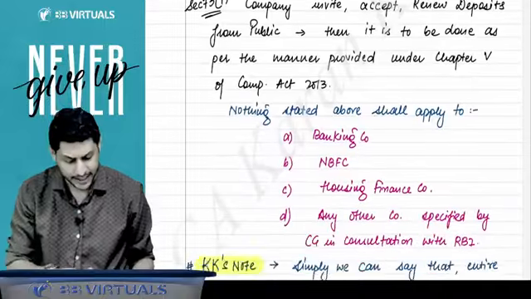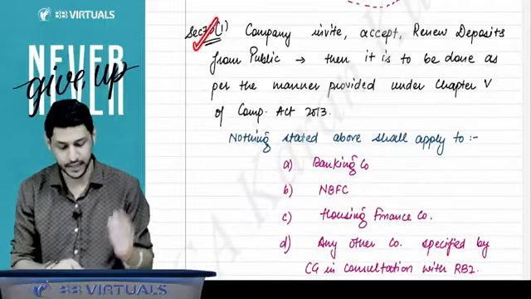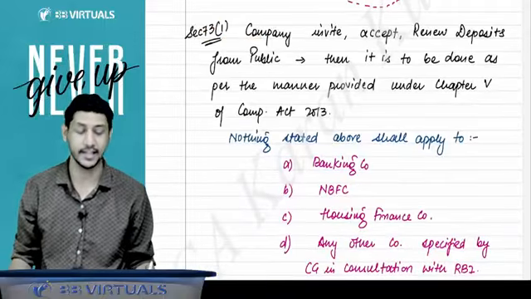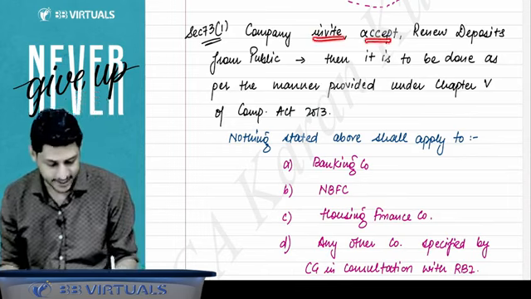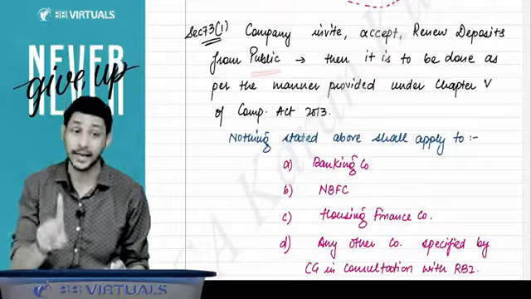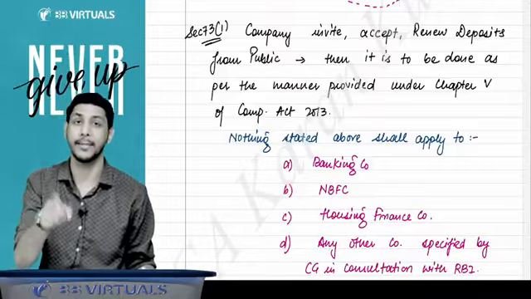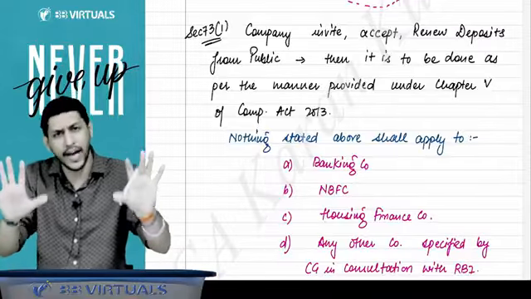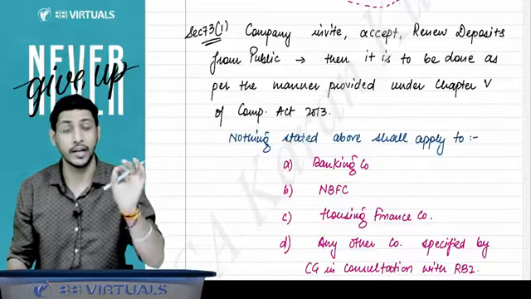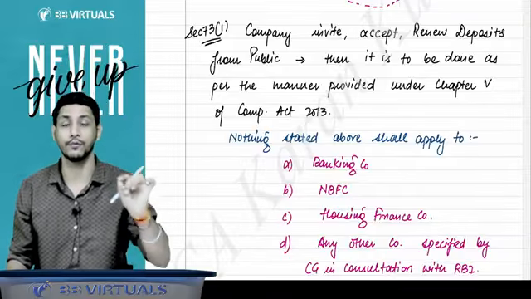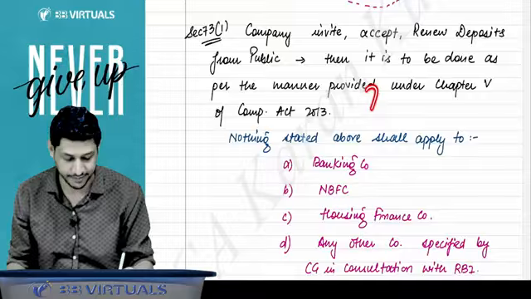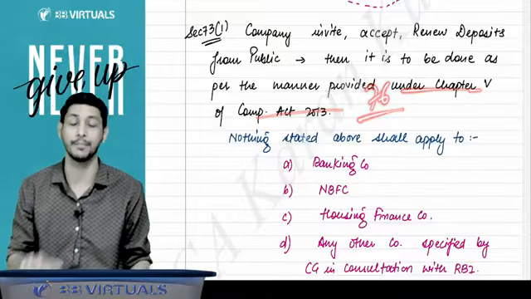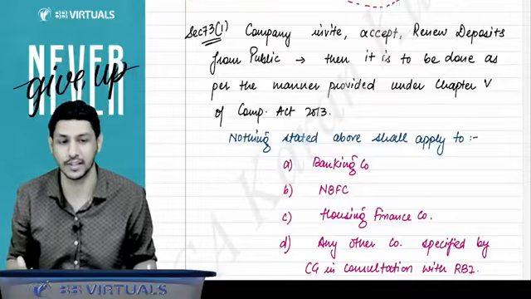Got it, sir. Then I'll come to section 73, and section 73 subsection 1 says that whenever any company invites, accepts and renews deposits from the public, then it is to be done as per the manner given in chapter 5 of the Companies Act. If you want to accept deposits from the public, you can. But in order to accept deposits from the public, you have to fulfill the conditions given in section 76. That is the manner given under chapter number 5 of the Companies Act 2013.